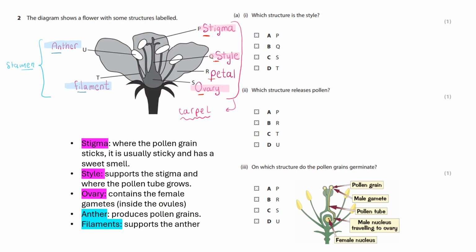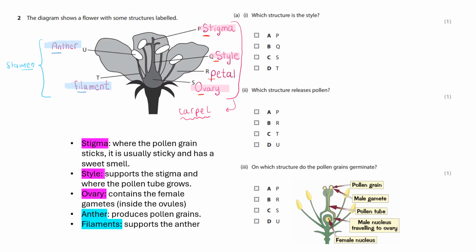The stigma is where the pollen grain sticks. It is usually sticky and has a sweet smell to attract pollinators. The style supports the stigma and is where the pollen tube grows. The ovary contains the female gametes, which are inside the ovules. The anther produces pollen grains and the filaments support the anther.